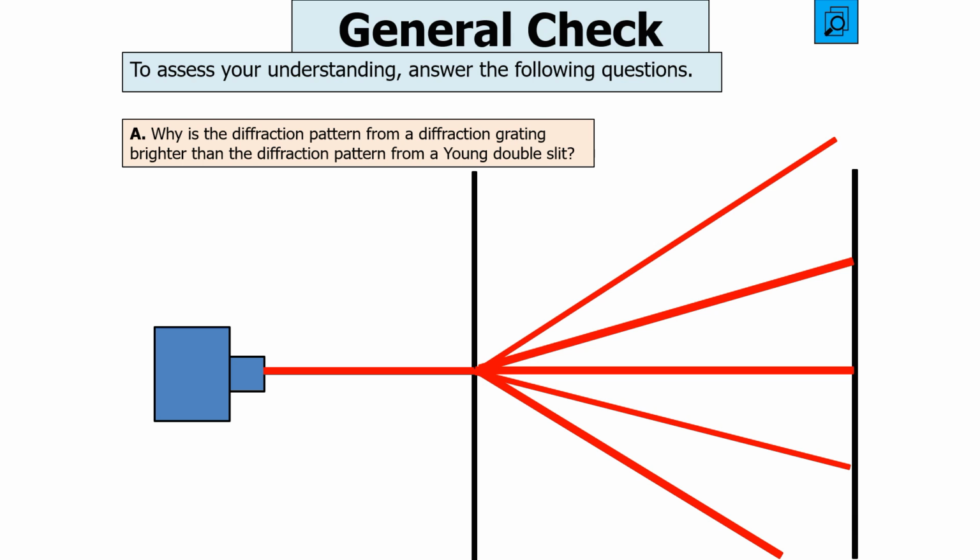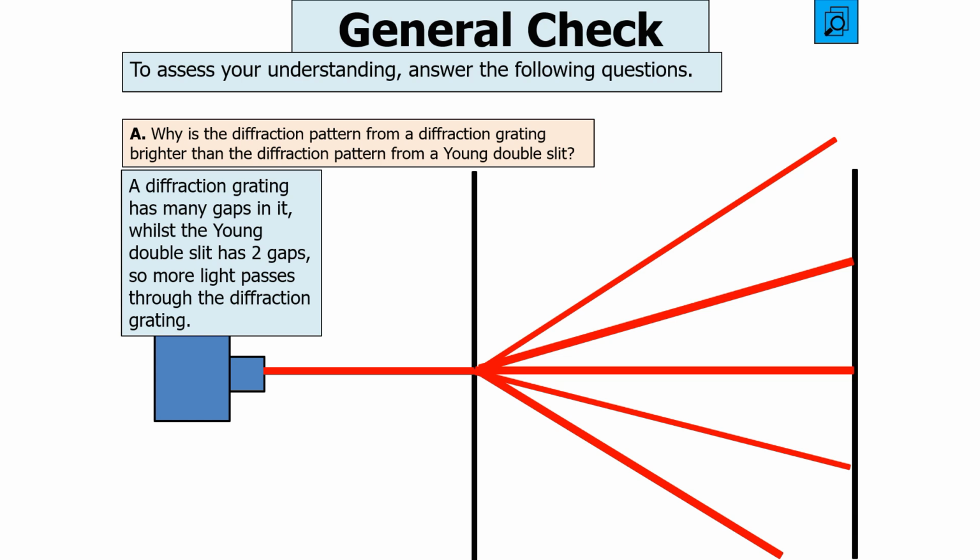Why is the diffraction pattern from a diffraction grating bigger than the diffraction pattern from a Young's double slit? Pause the video now, then unpause the video when you want to go through your answer. Well, a diffraction grating has many gaps in it, whilst a Young's double slit has 2 gaps in it. This therefore means more light will pass through the diffraction grating.